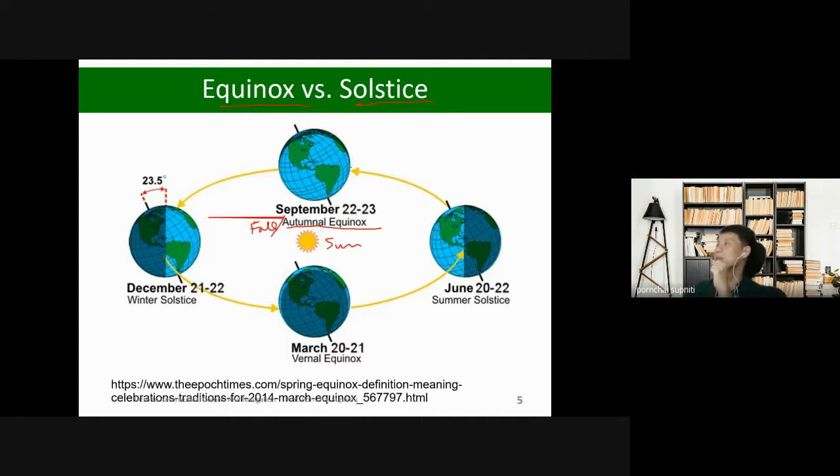Normally it occurs around the 22nd to 23rd each year. And then the March equinox is called the vernal equinox. Not summer, sorry, spring equinox. It's another season. Then during June and December we have the solstice, and the exact days will be during 20 to 22 of June and 21 to 22 of December. So these are the four main seasons of our Earth.